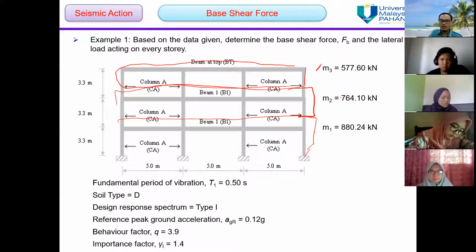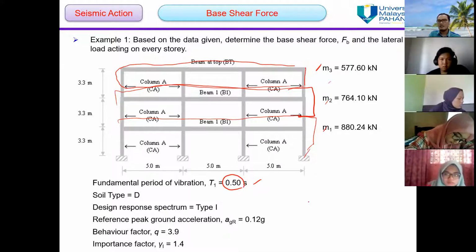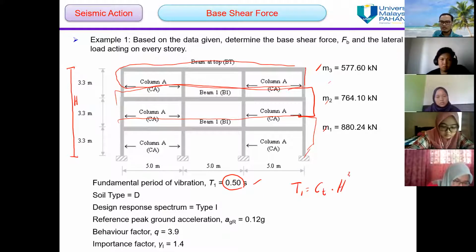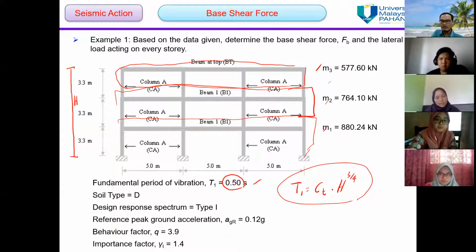Okay, M1, M2, M3, and this is the fundamental period of vibration. Sometimes the fundamental period of vibration is given, and sometimes you have to determine it from the given height. If the value is not given, you have to determine it first based on these equations. If the value is given, you just use this value.